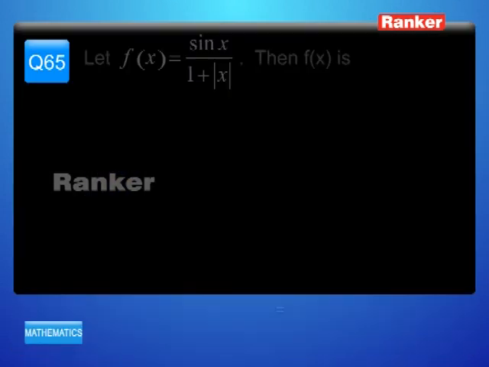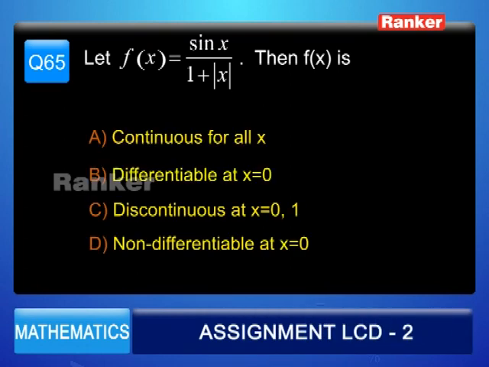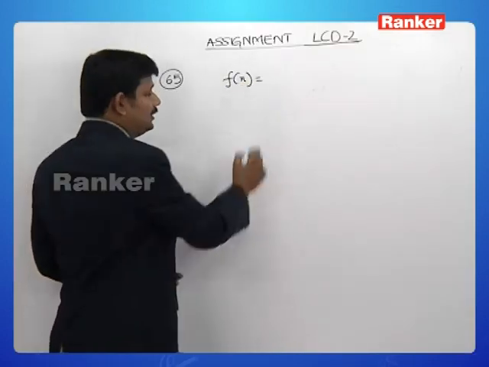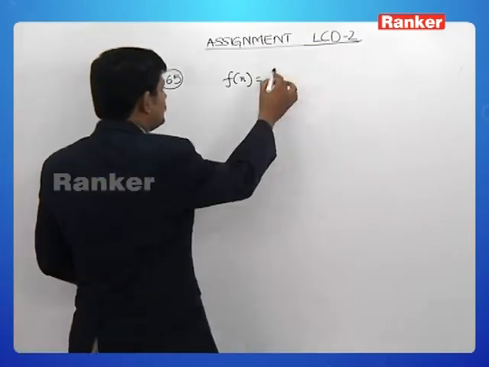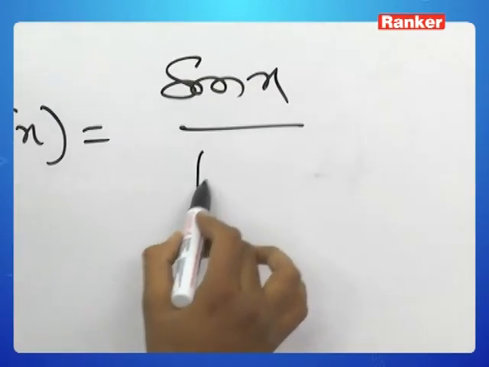Next question. Let f(x) is equal to sin x by 1 plus mod x. Then f(x) is option A, continuous for all x, option B, differentiable at x equal to 0, option C, discontinuous at x equal to 0 and 1, option D, non-differentiable at x equal to 0. We have to talk about continuity and differentiability of the function f(x) equal to sin x by 1 plus mod x.